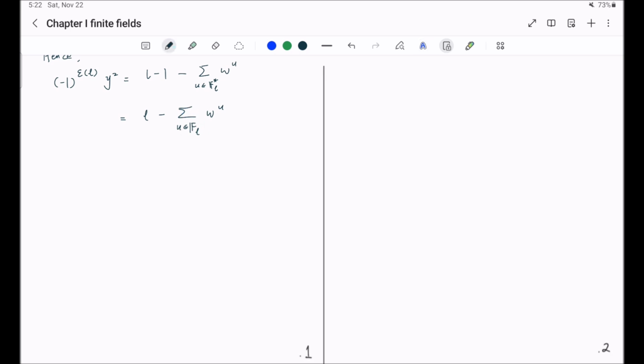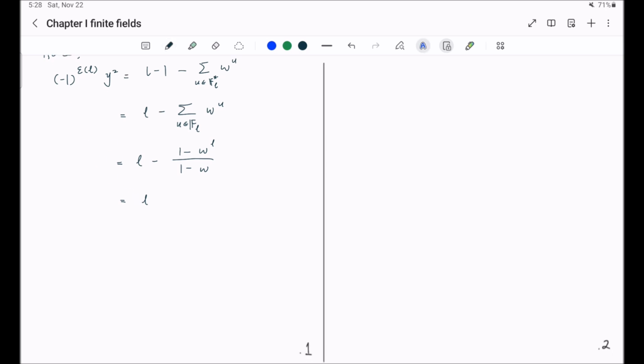And this is a geometric sum. By the classical formula, this is equal to 1 minus omega to the power L divided by 1 minus omega. And because this little omega is a primitive Lth root of unity, omega to the L is equal to 1. So this is equal to 0. And this is precisely equal to L. And now by multiplying both sides again by -1 to the epsilon L, we get precisely what we want. And this finishes the proof of the lemma.